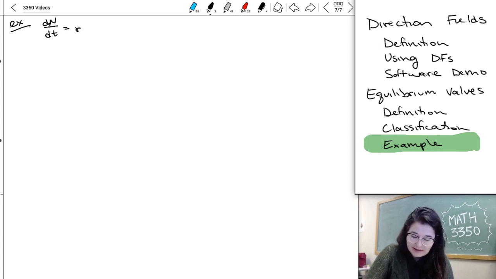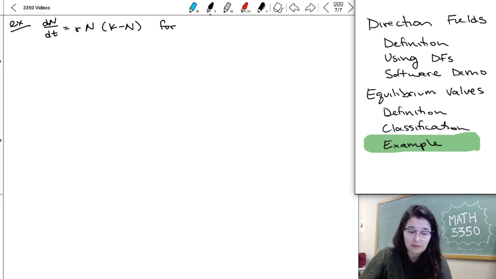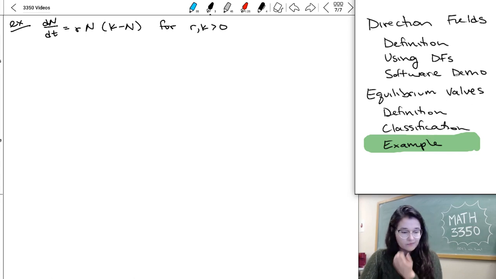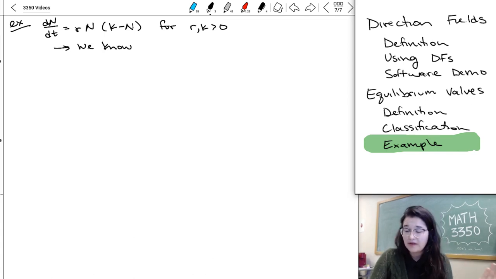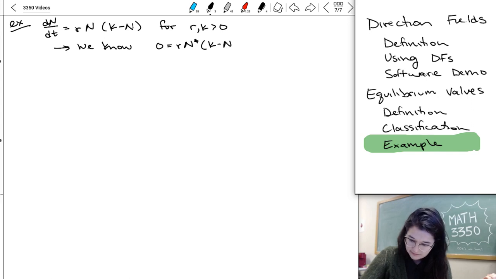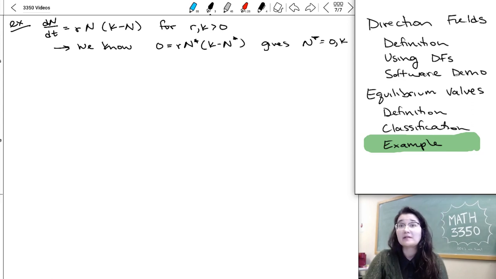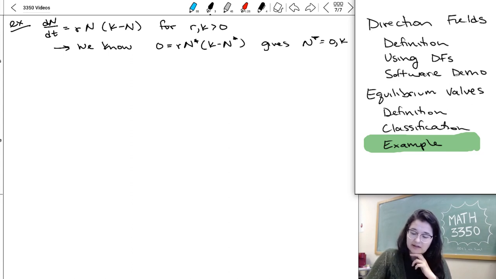So the example had been to think about dN/dt equals R N times (K minus N) for some positive numbers R and K. And previously, in another example, we solved for the equilibrium, and we found that they were 0 and K. I'm not going to go through that again because we already did it, but that one gives us 0, that one gives us K. And this is going to be step 1 of the problem, just defining those equilibrium values.